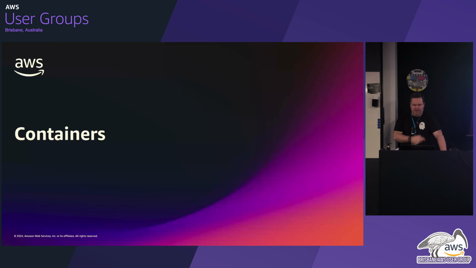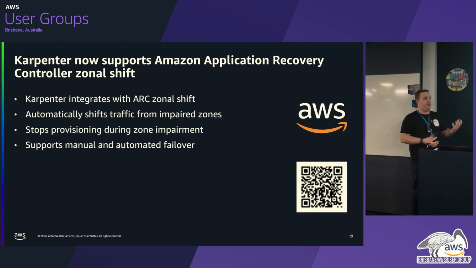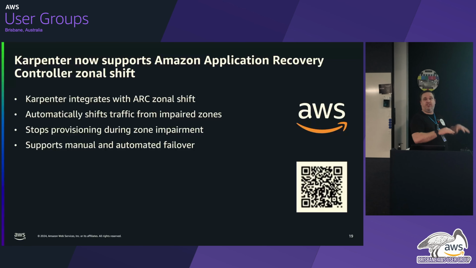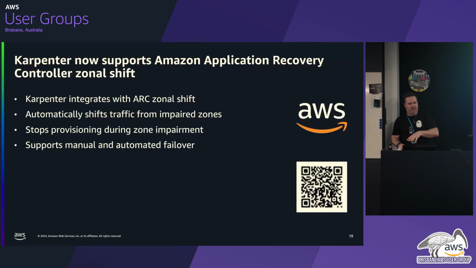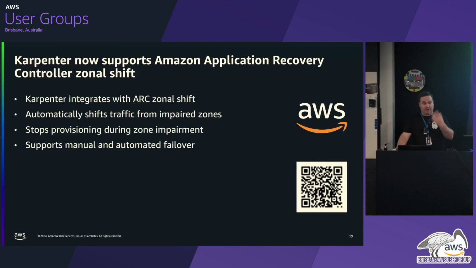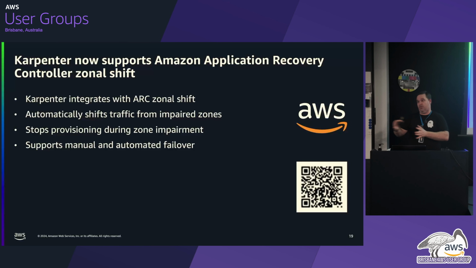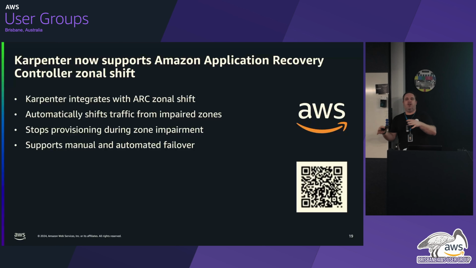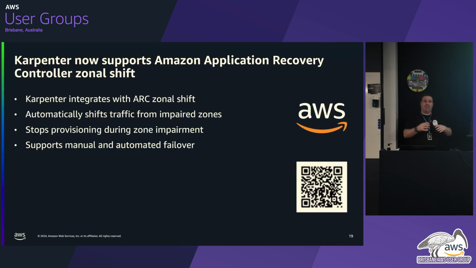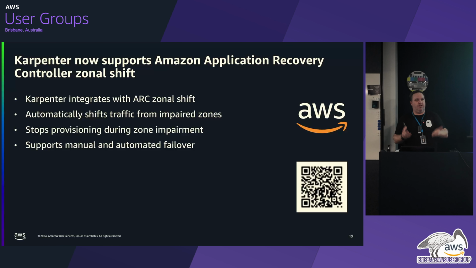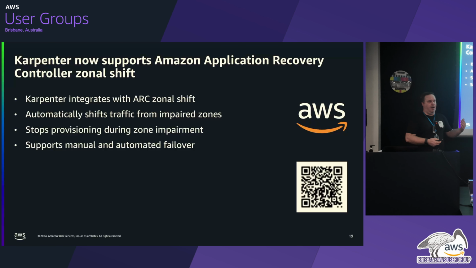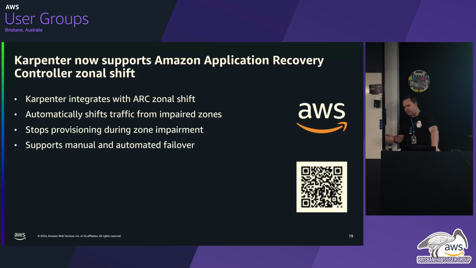In the container space, actually non-AI now. Talking about Karpenter, one of our controllers which helps to spin up and control your EC2 instances sitting underneath your pods. It now supports zonal recovery through that Application Recovery Controller when it's doing a zonal shift. So essentially, hey, there's a failure or we've got some recovery tooling around that. How do we shift workloads around zones? We've now got support for how do we spin up and spin down workloads a lot nicer. So just some integration points there.